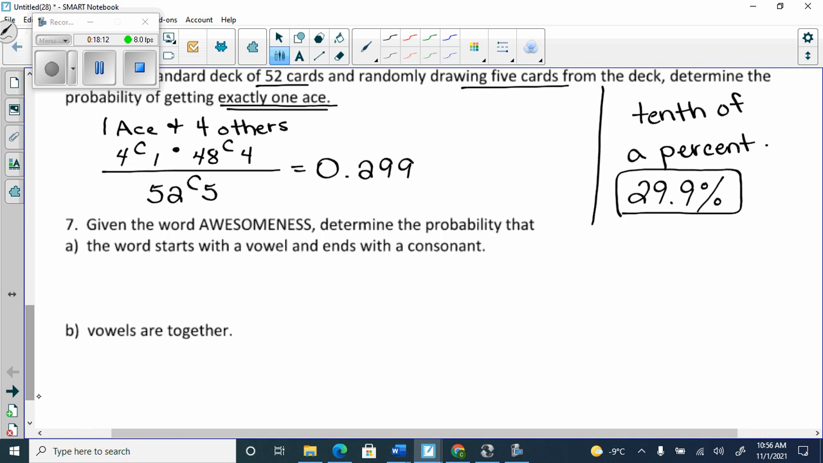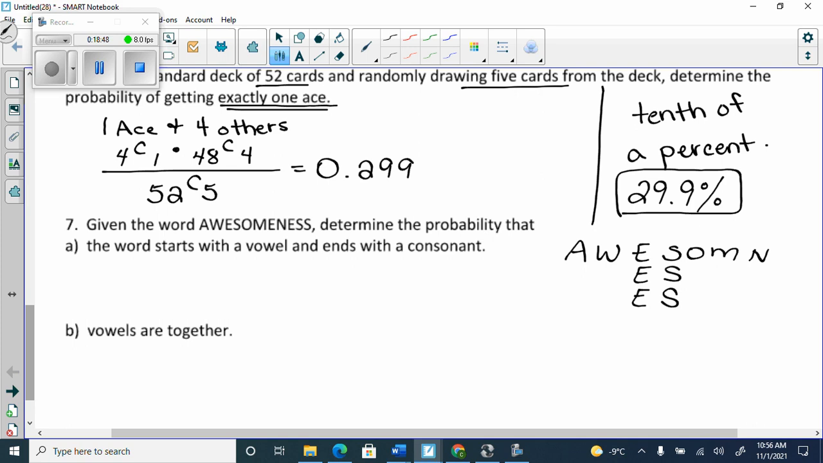Okay, I have the word AWESOMENESS. The first thing I'm going to do when I get a word, okay? After the word probability is just like a perms and comps question. That's what I'm going to do. I'm going to do the perms and comps question. That will give me the top. Correct? Every single time. After the probability is just a perms and comps question.